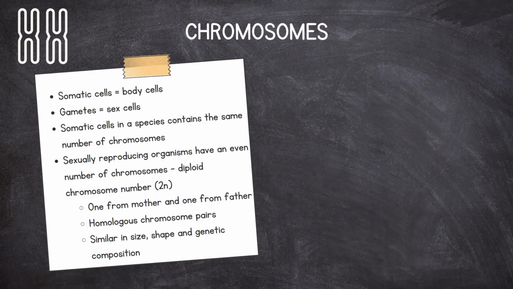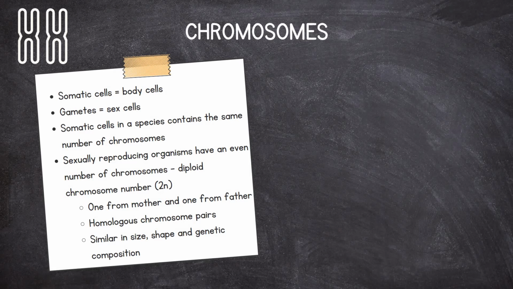Chromosomes. So somatic cells is what we call the body cells, and the word gamete refers to the sex cells. Okay, so somatic cells in a species contain the same number of chromosomes, and this is true for all the body cells throughout your body.